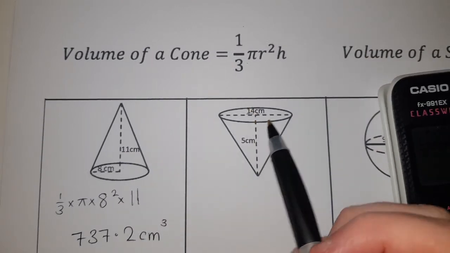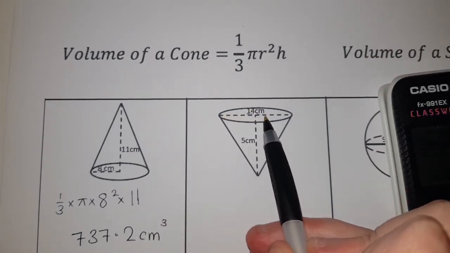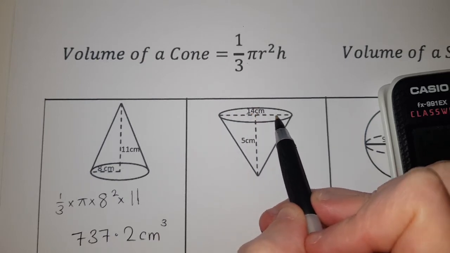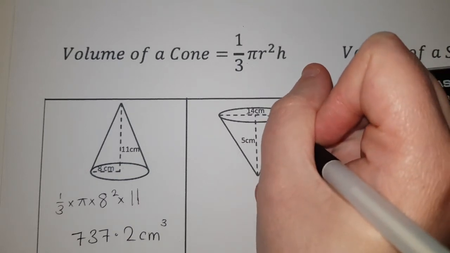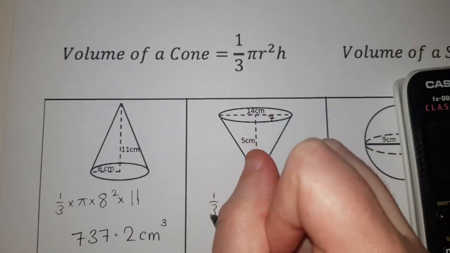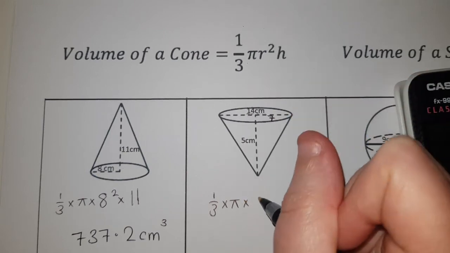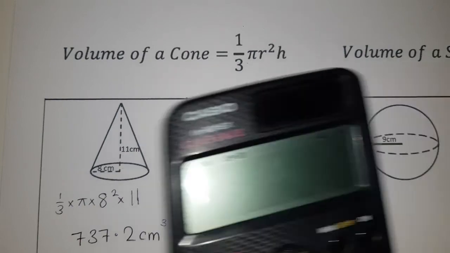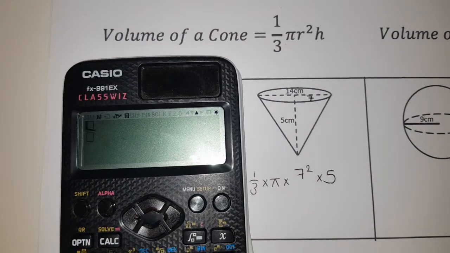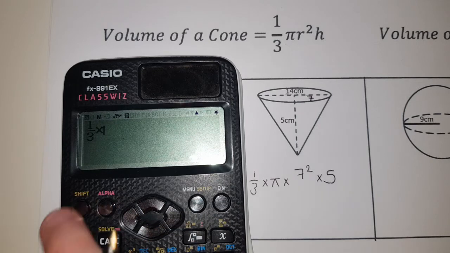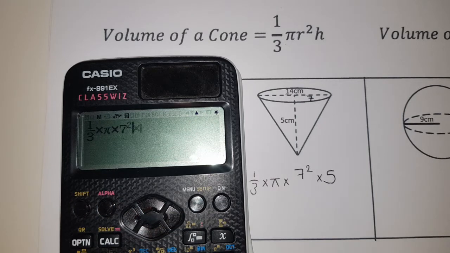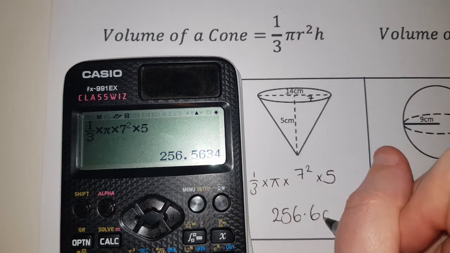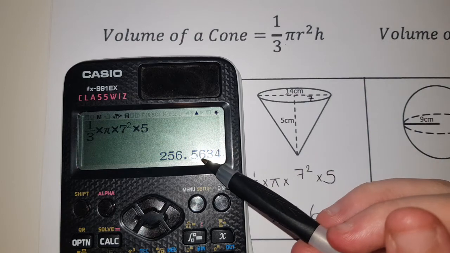Okay, one thing to look out for is that this one gives us the measurement all the way across the cone as 14 centimetres, which means my radius still only goes from the centre to the outside. So the centre to the outside is a radius of 7. So I do a third times pi times my radius, 7 squared, times my height, which is 5. So we're going to set everything up exactly like we did last time. So I've got 1/3 times pi times 7 squared times 5. Chuck it in your calculator, you get 256.6 centimetres cubed. Be careful with your rounding.